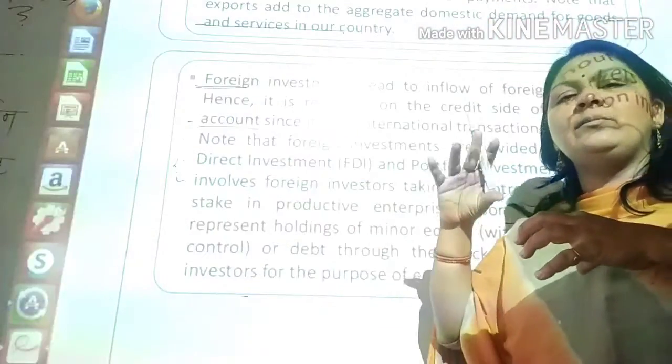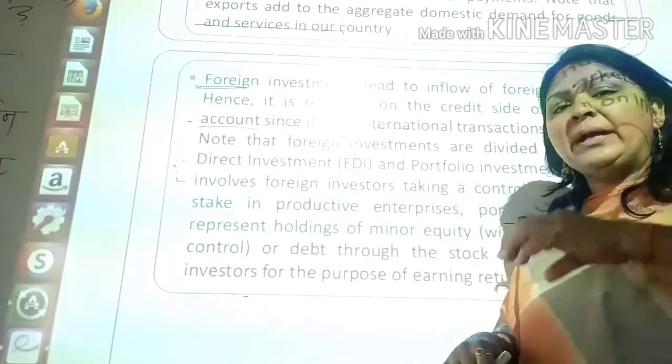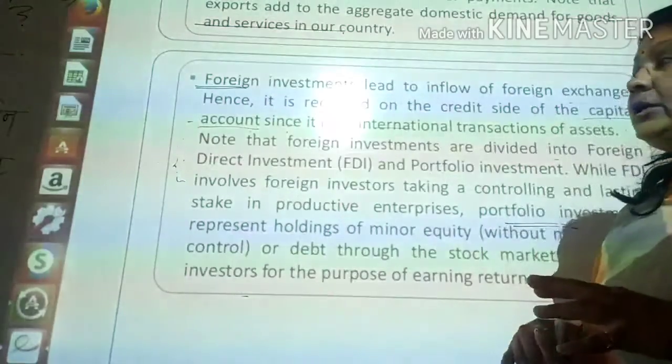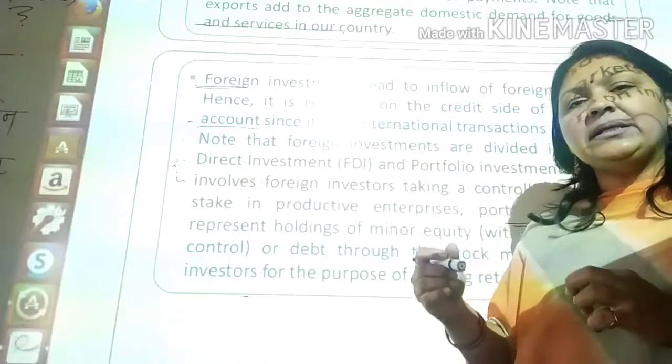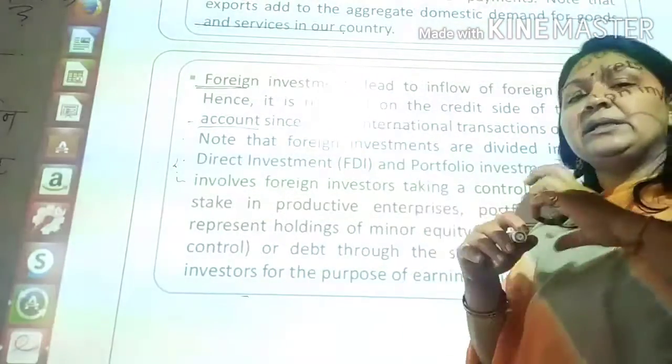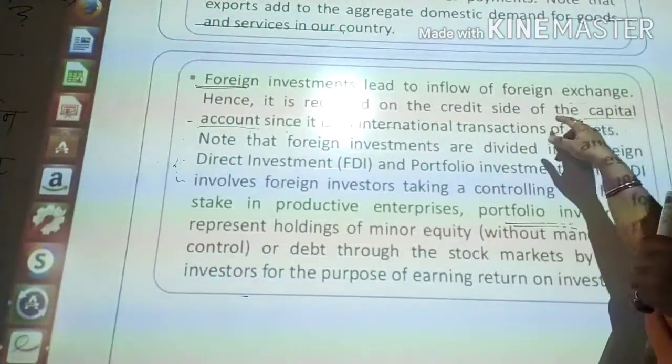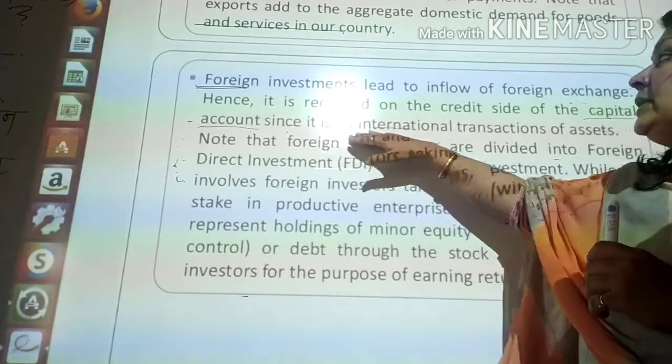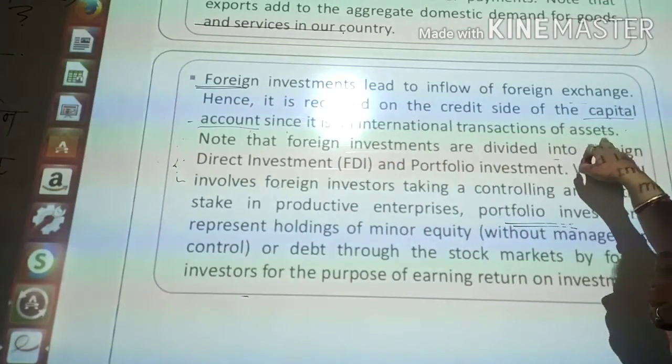And we are talking about what is current. Current is when we are talking about the particular fiscal year. It is called the current. But when we are talking about the capital account, it is long term, and investment is a long term process. The capital account, since it is the international transactions of assets.